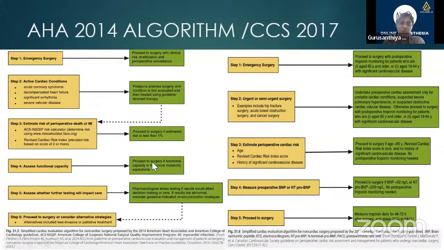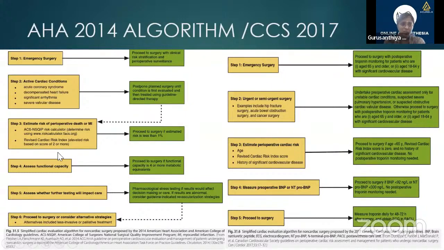Suppose the patient's effort tolerance is not known, and this patient has an RCRI of 3. If I'm going to do perioperative stress testing like dobutamine stress echo or dipyridamole stress echo, and any abnormality is found, since it's a time-sensitive surgery, we have to discuss among experts to find out what is the best solution for that patient.